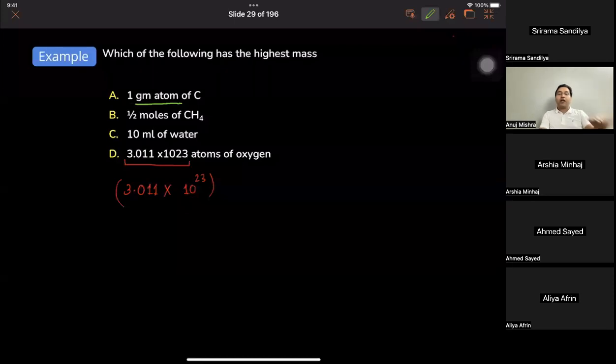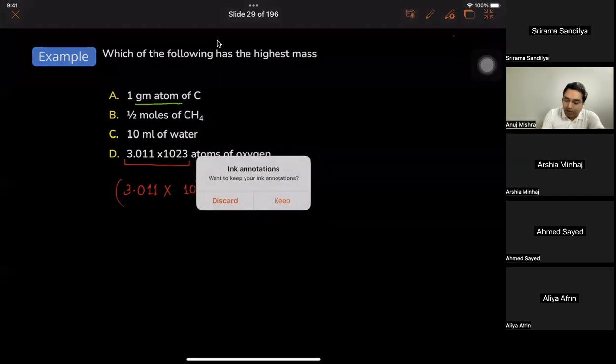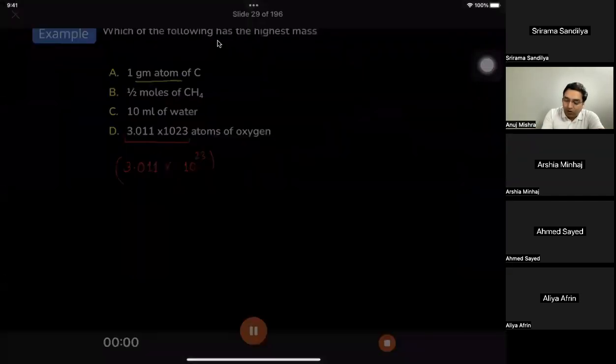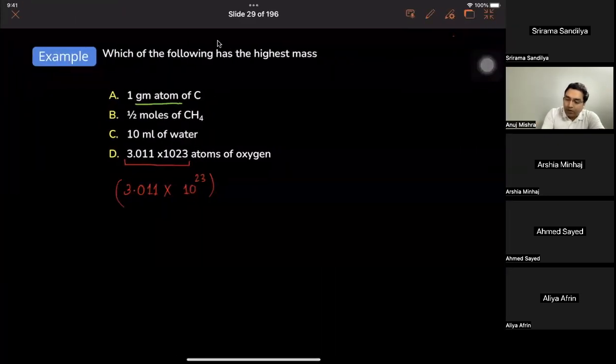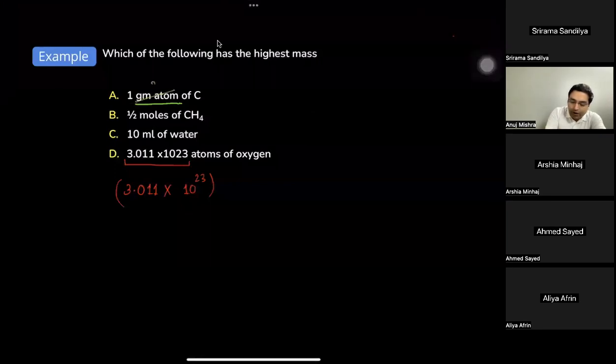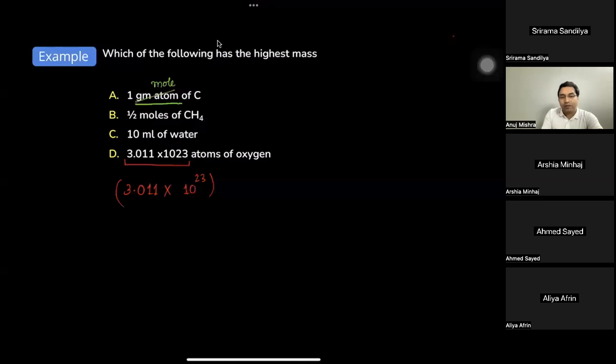So first part is 1 gram atom. Now those who have attended the last class, please answer this question. 1 gram atom, how do we write it? What is 1 gram atom? What is the first term that should be followed from my end? Yes, I should cut gram atom and write moles in that place. So I'll cut it and write 1 mole of C atom.